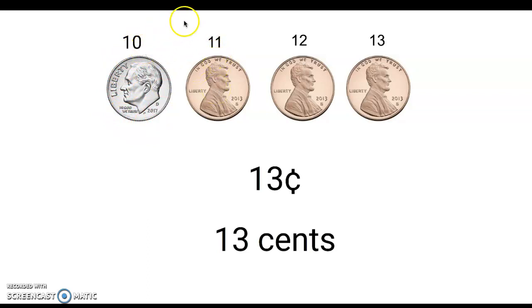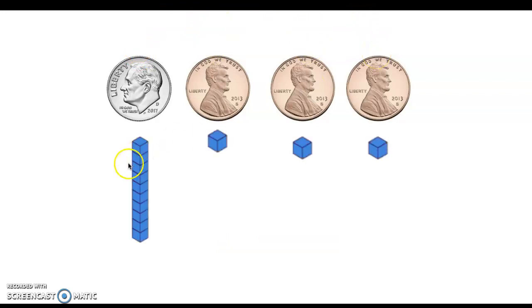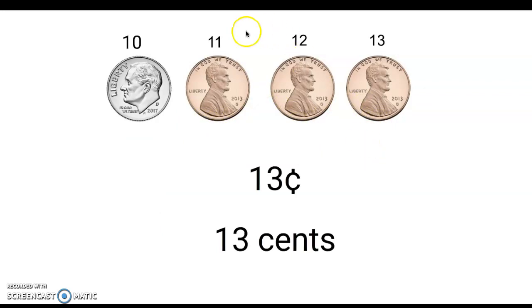I wouldn't say 10, 20. I would say 10, 11, 12, 13. Kind of like if I were counting with base 10 blocks, I would say 10, 11, 12, 13. So here I have 13 cents. I can write it with my symbol, or I can write out the word cents.